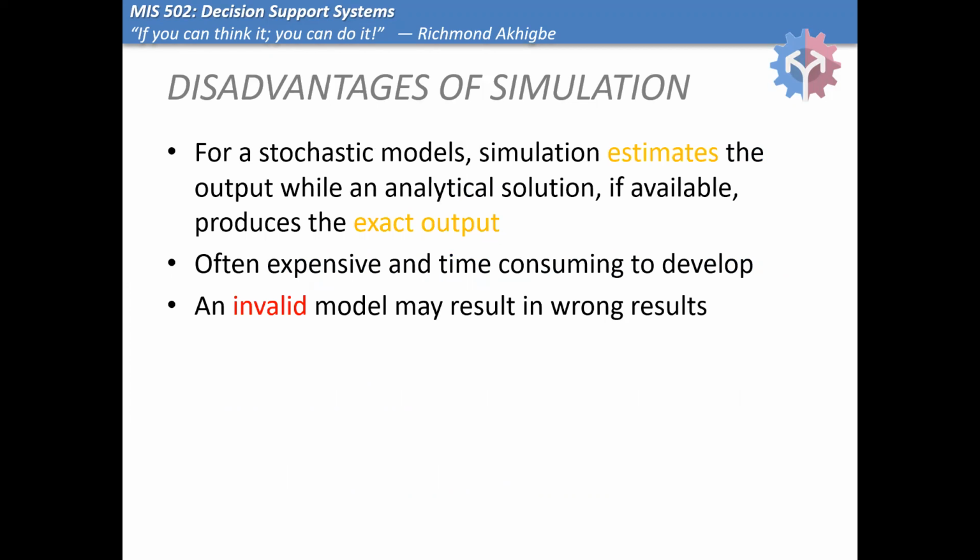For a stochastic model, simulation gives estimates, not the exact output. We keep debating mathematical versus simulation. Simulation outputs are relatively crude, while mathematical ones are more exact. But one thing we keep saying is that the output of a simulation is only as good as its model.